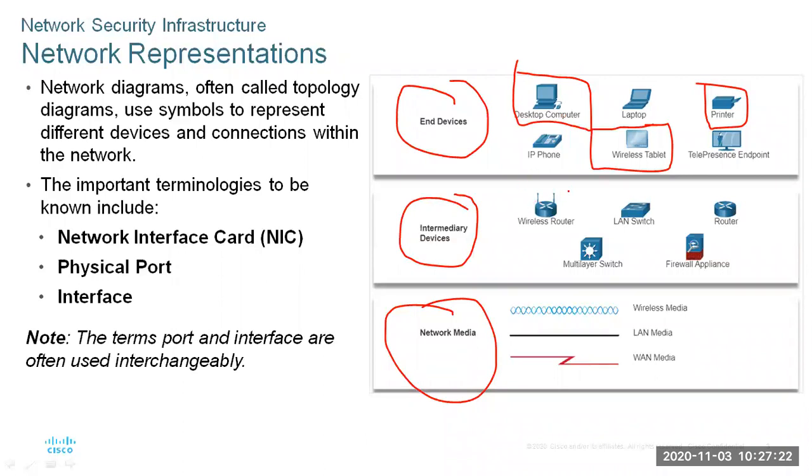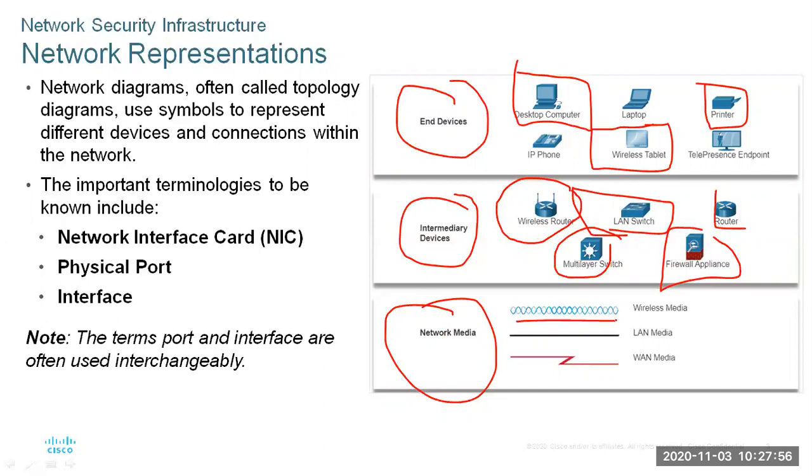Now, intermediary devices: once you see this, you know it's a wireless router. This is a multi-layer switch. This is a local area network switch. This is a firewall appliance. This is a router. We said intermediary devices help to control the movement of traffic, where they go, how they go, the performance, and things like that. Then network media: once you see this, you know it's wireless.